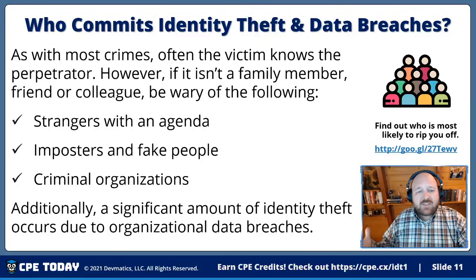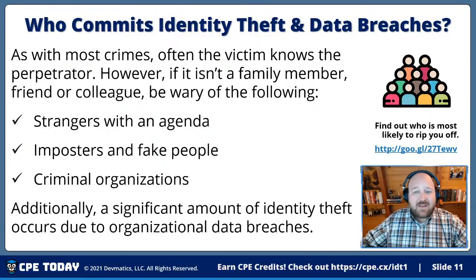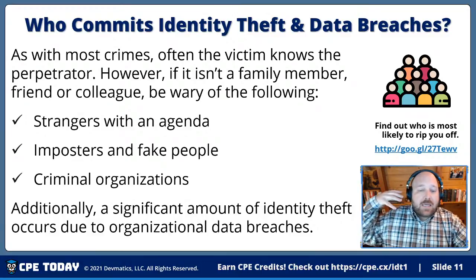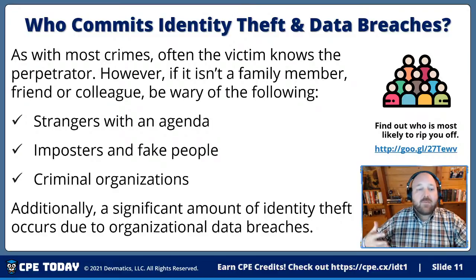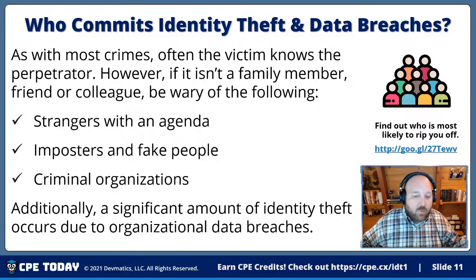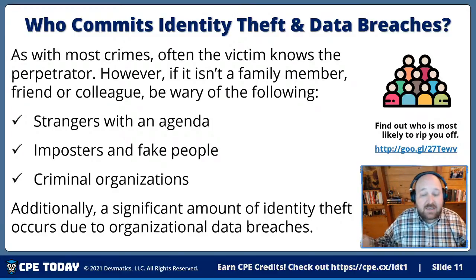Okay, so who is committing these identity theft and data breach crimes? I mean, who are these people? Now, statistically, if a crime occurs to you, more often than not, it's going to be somebody you know. It's going to be a family member, a colleague, a friend. Unfortunately, even with identity theft, that is still the case.